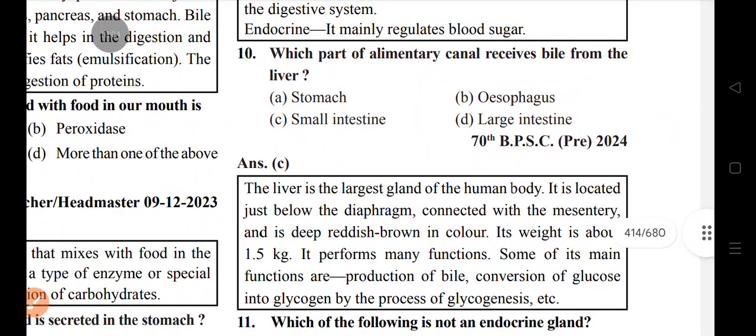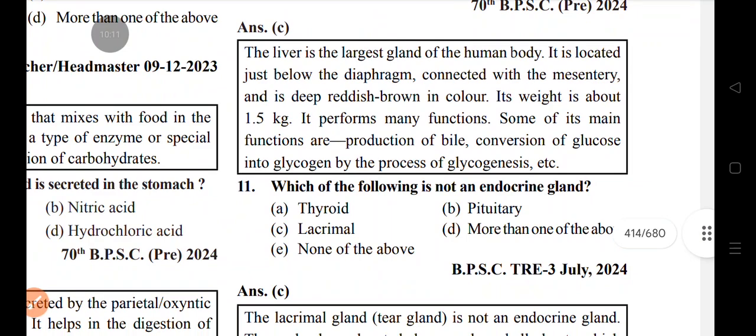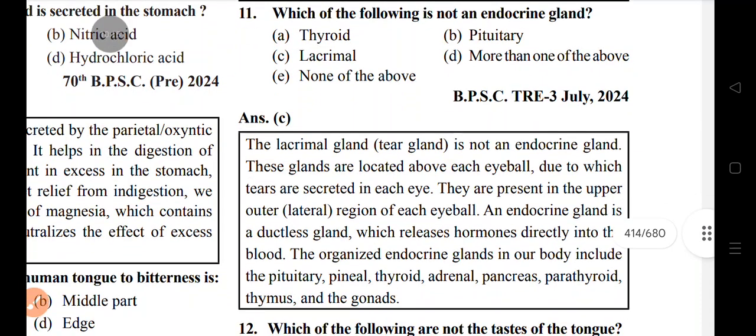Which part of the alimentary canal receives bile from the liver? Small intestine. Which of the following is not an endocrine gland? Lacrimal. The lacrimal gland is a tear gland, not an endocrine gland. They are located above each eyeball, due to which tears are secreted in each eye. They are present in the upper outer lateral region of each eyeball.